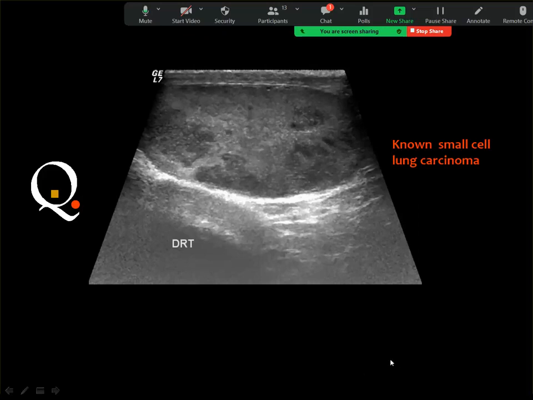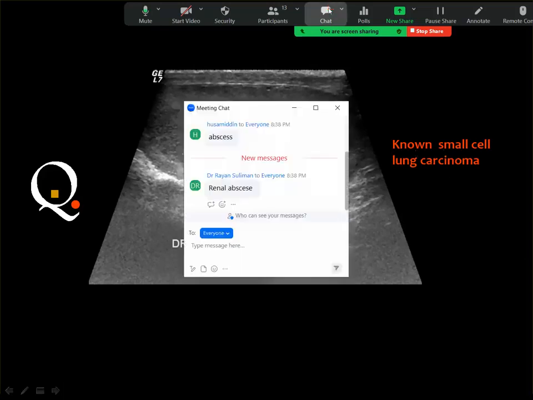The next case is an ultrasound of the testis in a patient who is known to have small cell lung carcinoma.